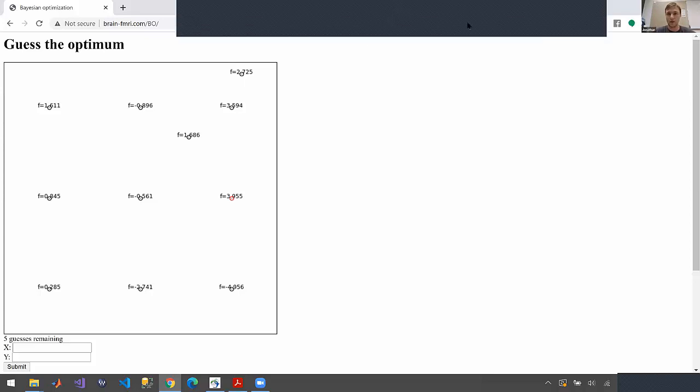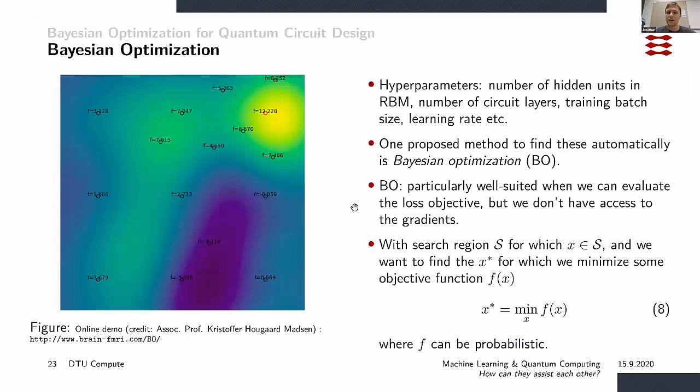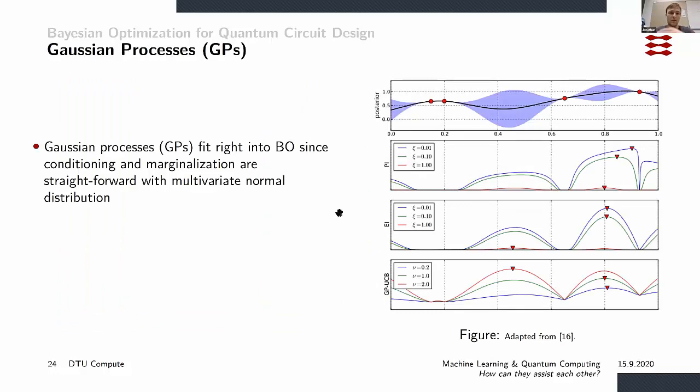So now let me just go back onto my slides to say what we actually need to be able to do all of this. And what we actually need is what's called Gaussian processes. And this is a very rich area and is very complicated. So I just briefly want to mention what the idea is.